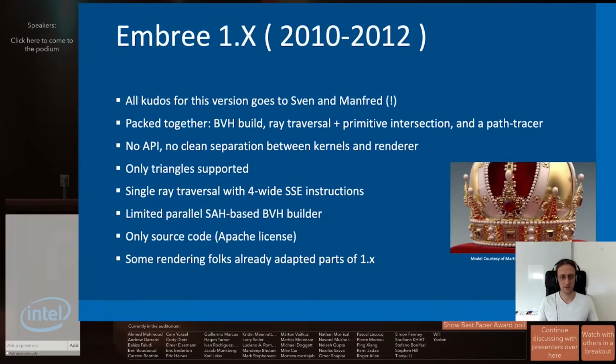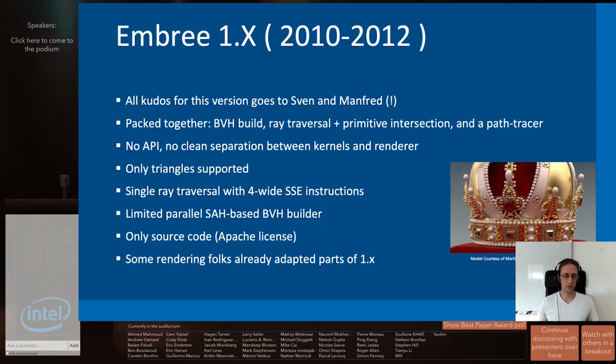Okay, this led to the publication of Embree 1.x. This was around 2010 to 2012. And I have to say, I wasn't directly involved in that, so all the kudos goes to Sven and Manfred for this version. What they did is they basically packed together everything we had invented on the research side: BVH builders, certain ray traversal and primitive intersection algorithms, and an example path tracer.